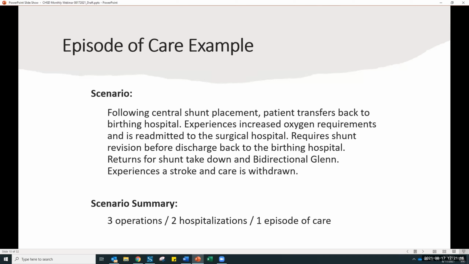Owen has submitted a question. I thought we could go ahead and cover that now since we're in the middle of this episode of care conversation. Owen says, is there a scenario that a site can have a hospital discharge for the patient when the patient leaves their service, not the hospital, and transfers to a chronic care unit within their own hospital?